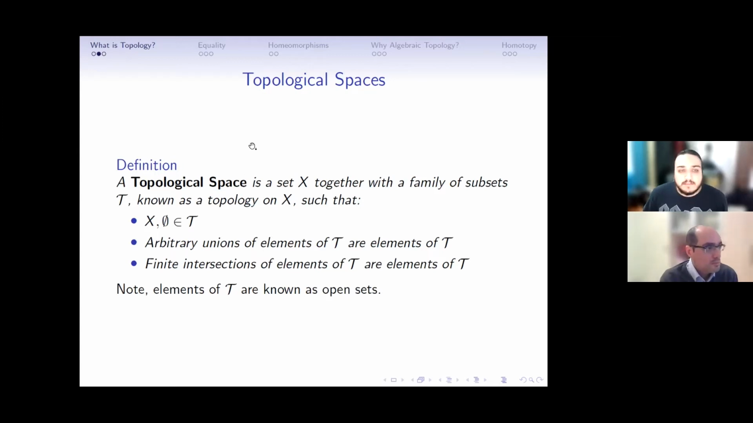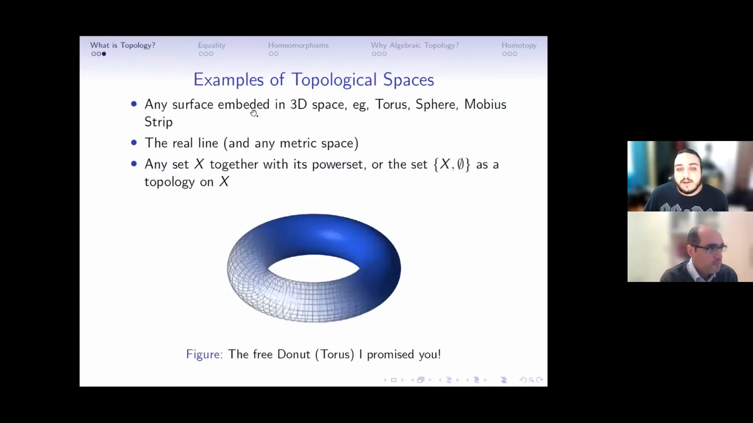And there are many examples of this. So here's a free donut for you. There's the torus, any surface that you can embed in 3D space, or 3D space itself is a topological space. Any metric space, the real line, and actually any set can be a topological space if you say, I'm going to call all the subsets of the set, its power set, open.